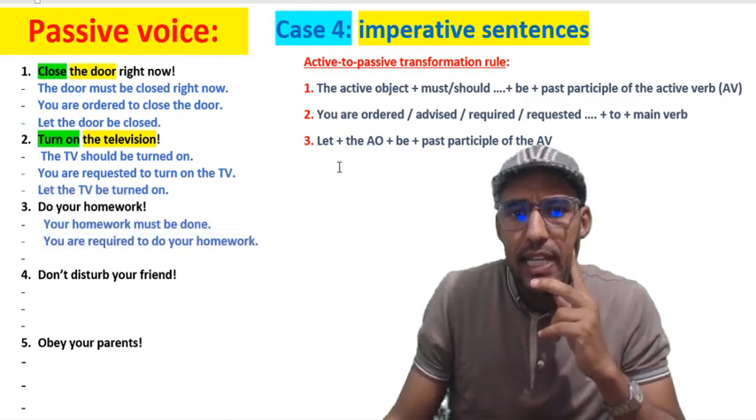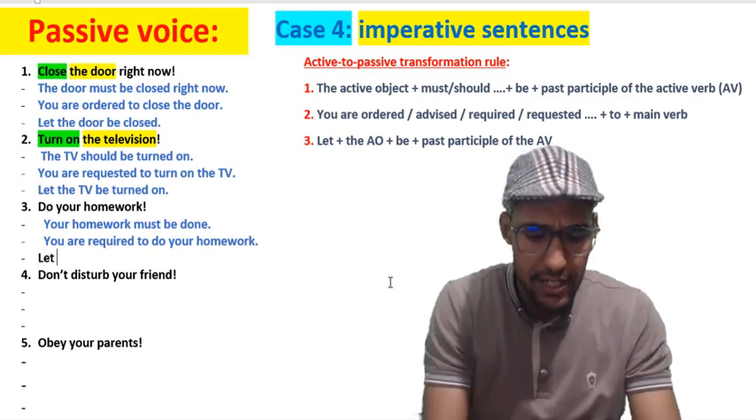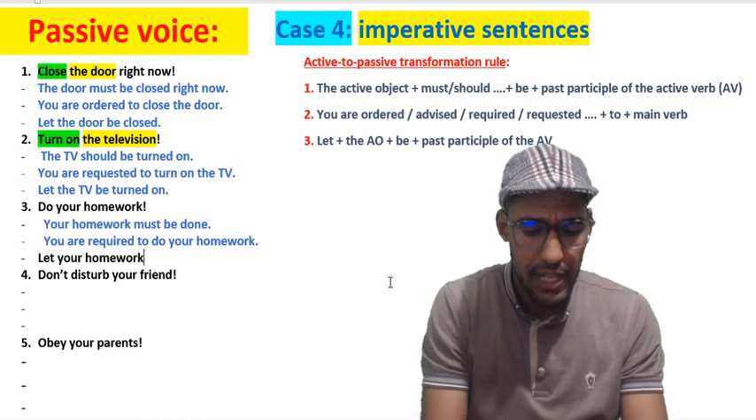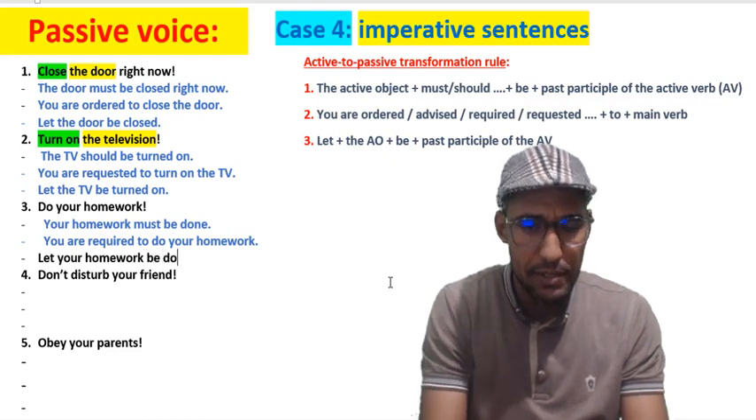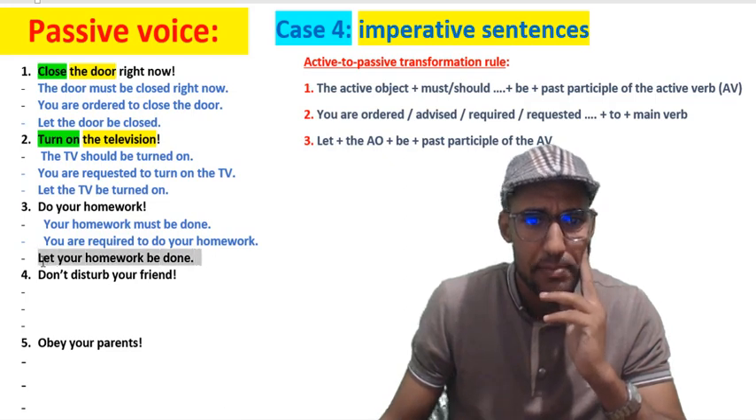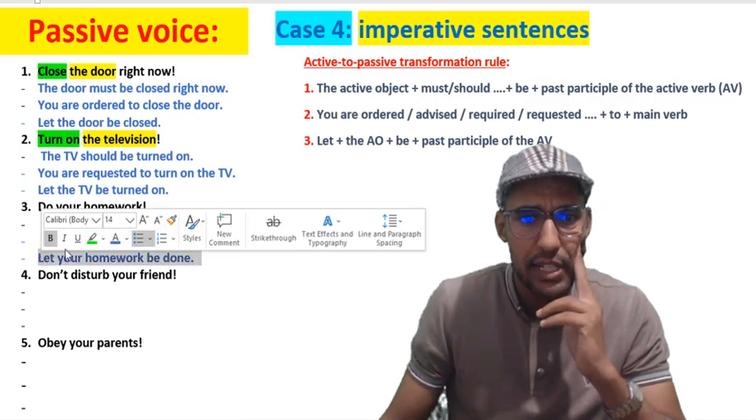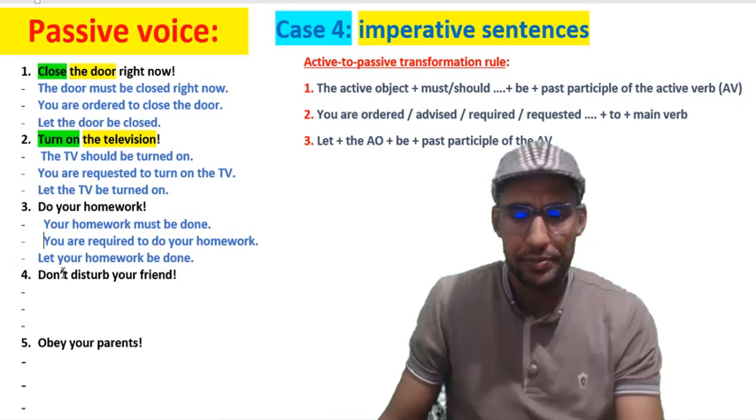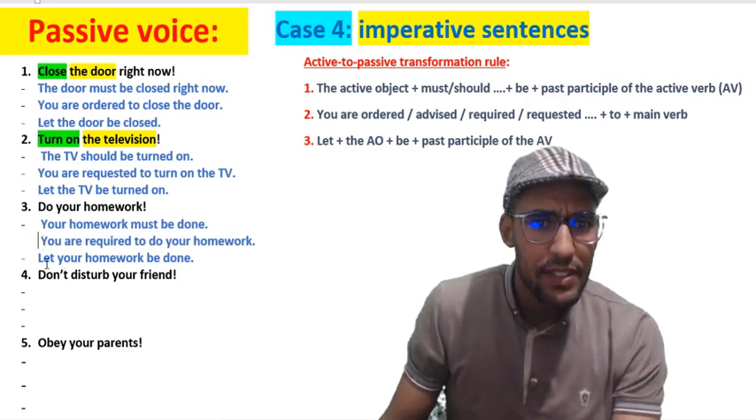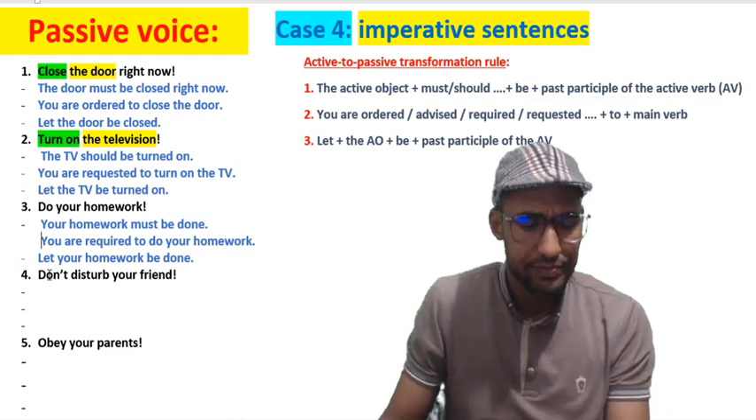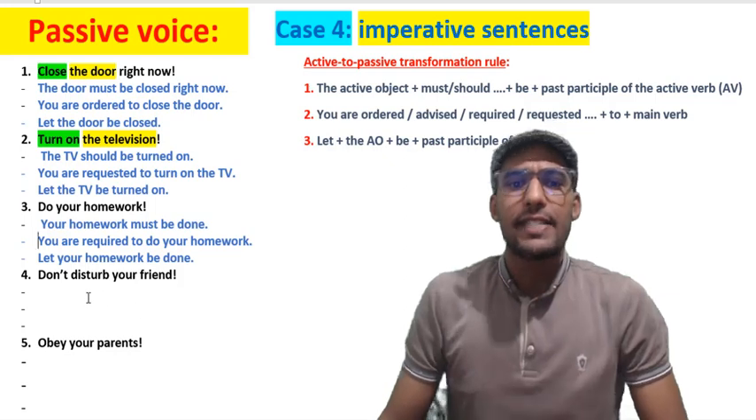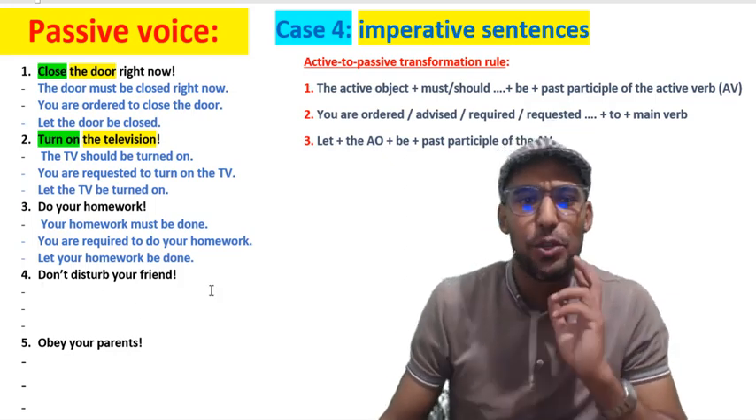And the last example, let plus your homework, the active object here, plus be plus the past participle of the verb, we say done. To do, did in the simple past, and then done in the past participle. Okay. Alright, guys, very good. Great. Let's move to number 4.